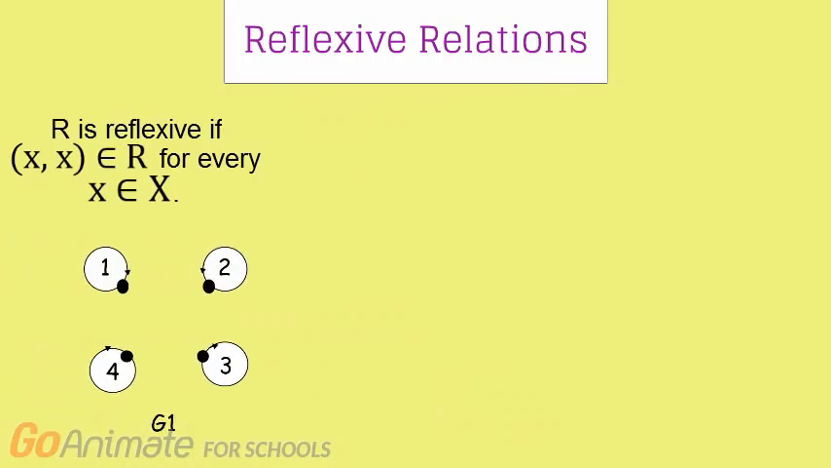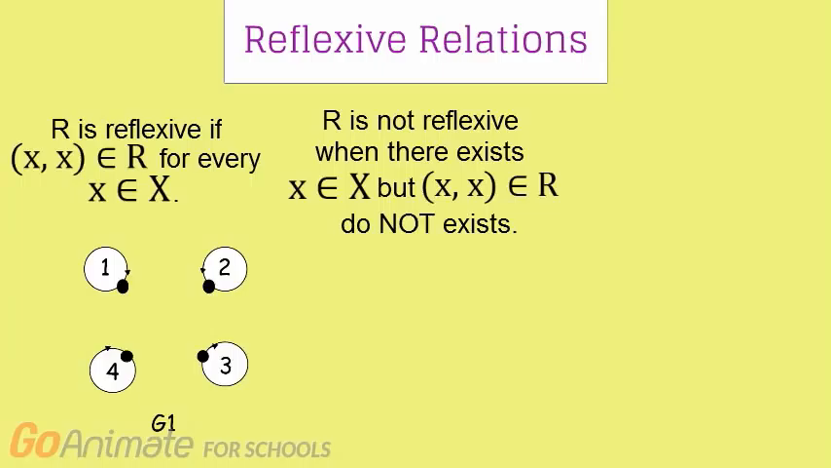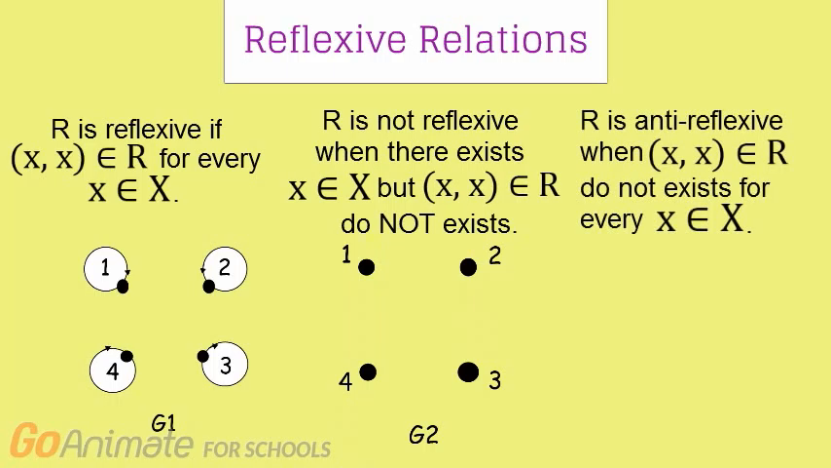The digraph of a reflexive relation has a loop at every vertex or node. R is not reflexive when the ordered pair (X, X) does not belong to R for some X in the set. The digraph of a not reflexive relation does not have loops at all vertices. R is antireflexive when the ordered pair (X, X) does not belong to R for every X in the set. The digraph of an antireflexive relation has no loops at any of the vertices.